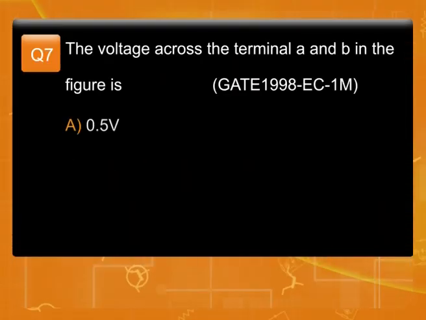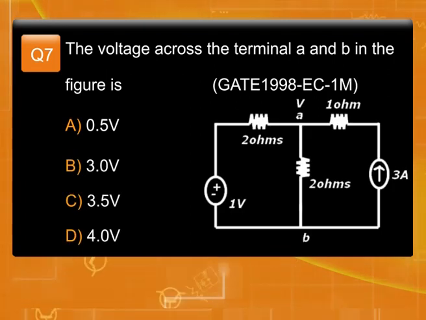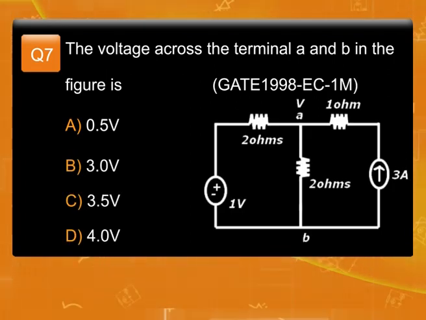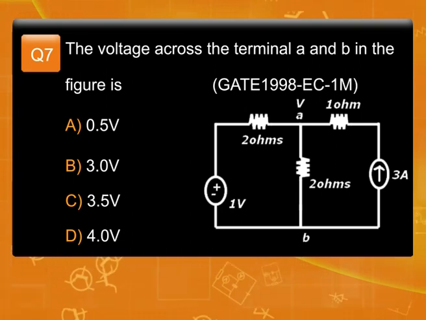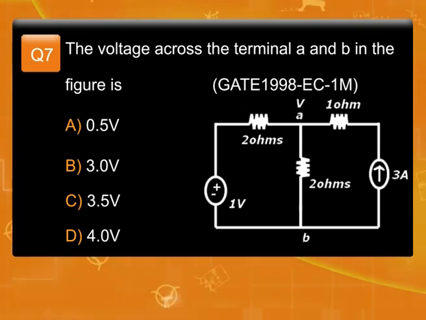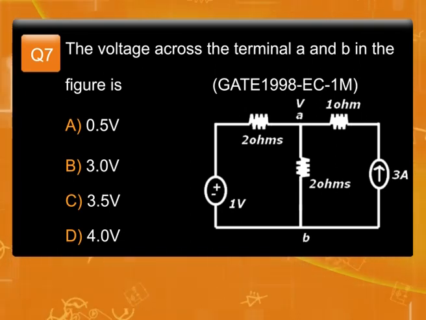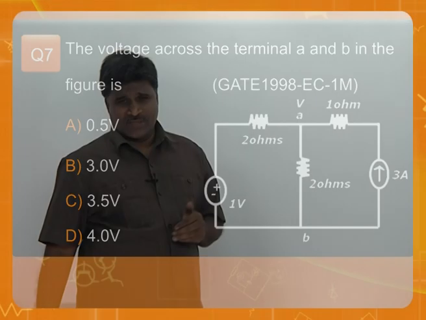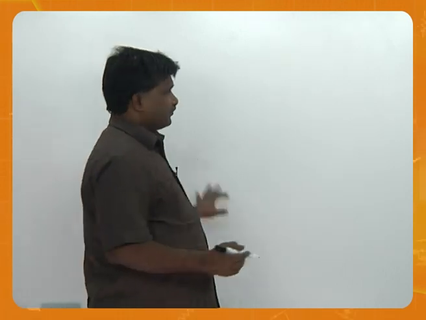The voltage across the terminal A and B in the figure shown. GATE 98, EC 1 mark. Options given are 0.5, 3 volts, 3.5 and 4 volts. Let me draw it and do this voltage between that.